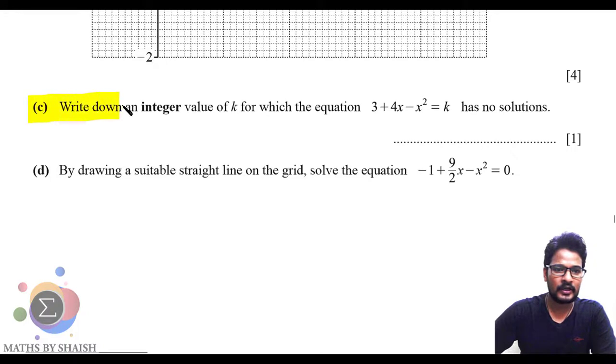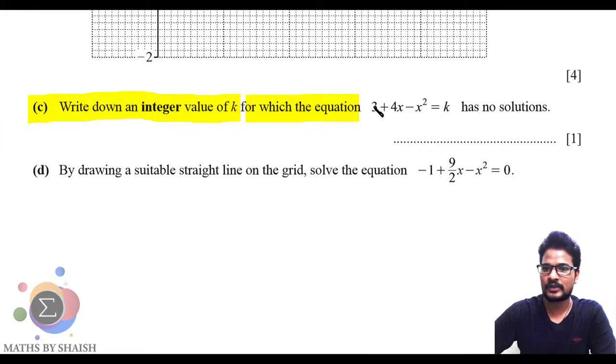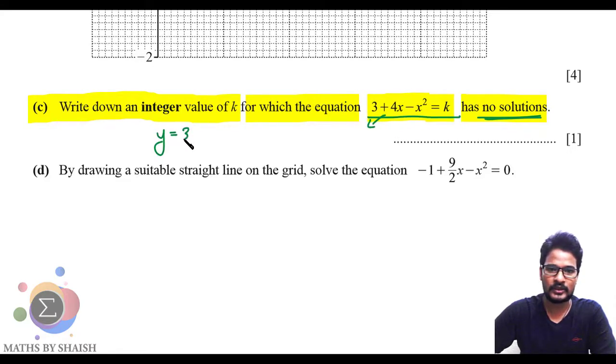For the C part, write down an integer value of k for which the equation 3 plus 4x minus x squared equals k has no solution. Solution basically means the intersection point, and this equation forms from two curves. One is y equals 3 plus 4x minus x squared, that is what we have drawn in the previous part, and the second one is y equals k, and that is of course a line, and that too a horizontal line.